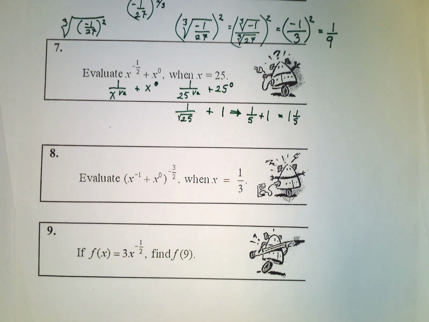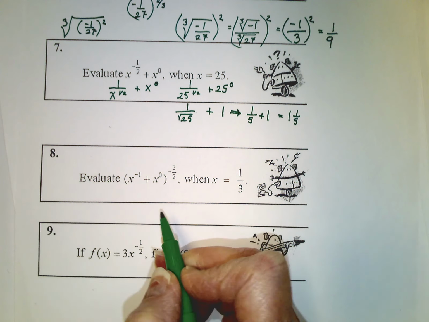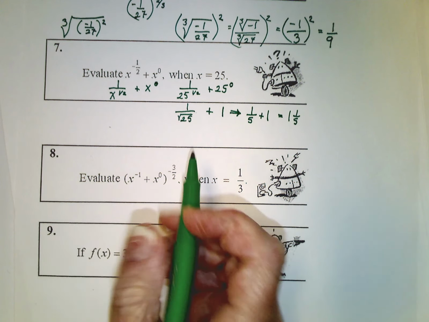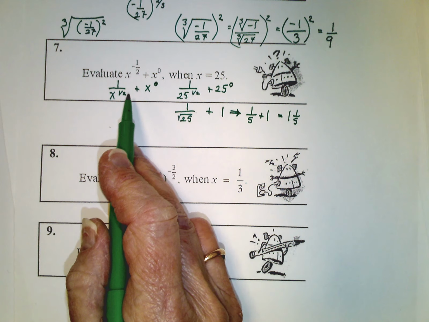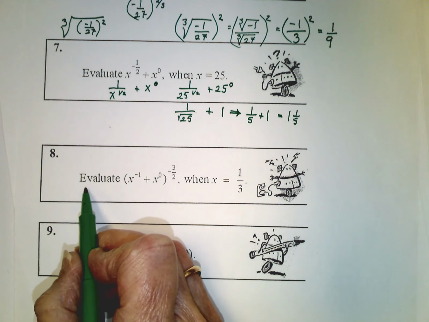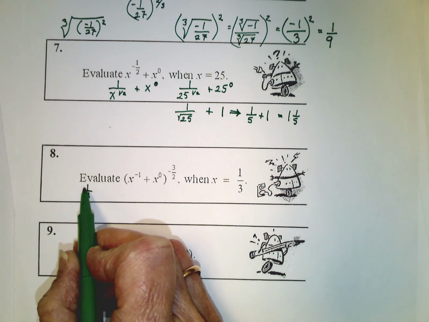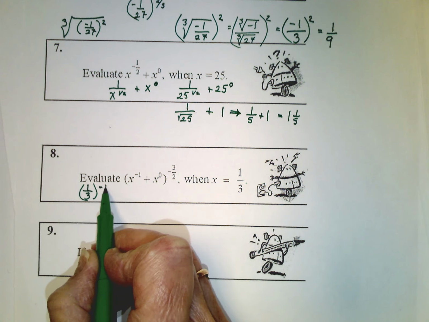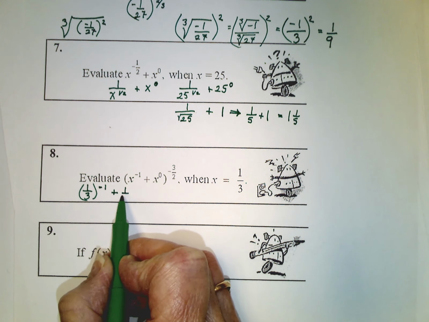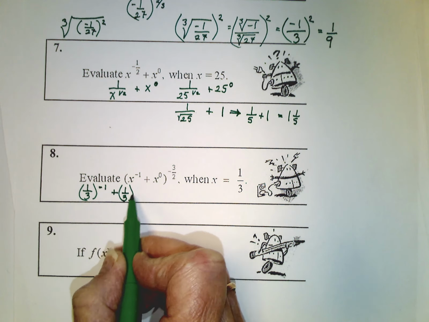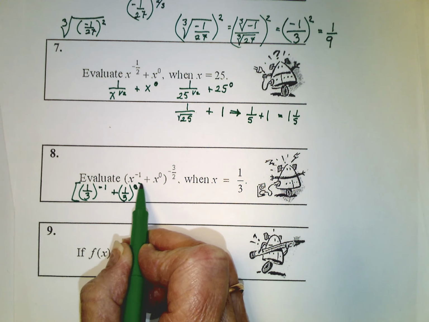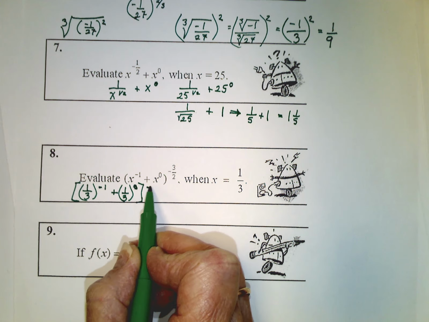Okay. So substituting, I'm kind of tight for room here. Last time I messed with the x's first before sticking the number in. This time I'm just going to arbitrarily stick the number in. We got 1/3 to the -1 plus 1/3 to the 0, and that's all raised to the -3/2.